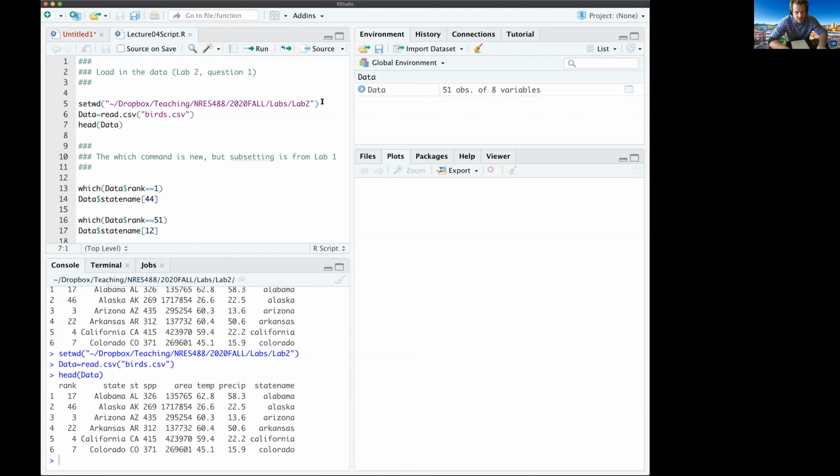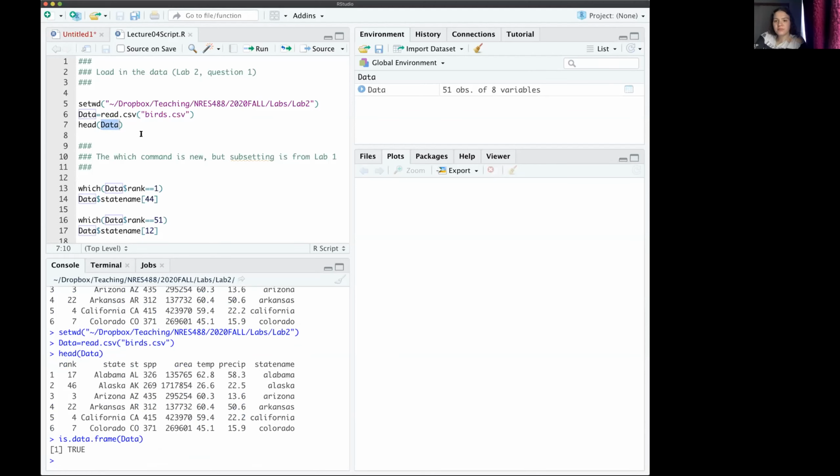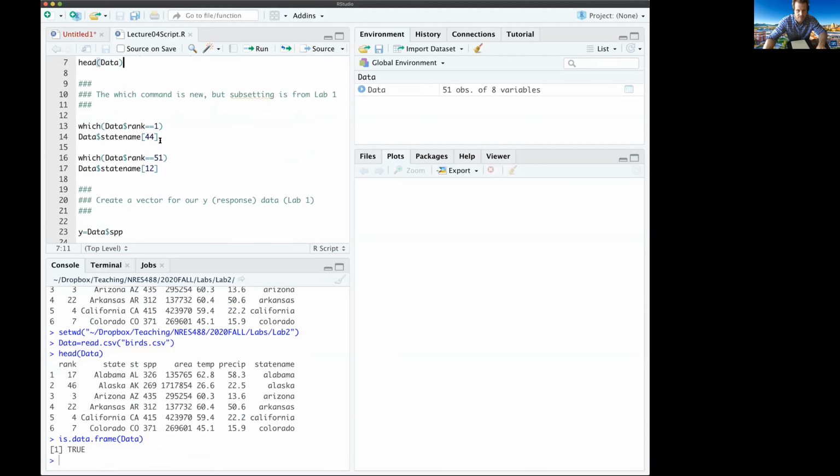We can look at the first 6 rows of our data by doing this head command, head data. And it shows us the first 6 rows. We've stored this as a data frame. We talked about matrices and data frames. With this one, we have lots of names and numbers in here, so we can store it as a data frame. Let's actually say, is data frame data true? So we know it's a data frame, not a matrix.